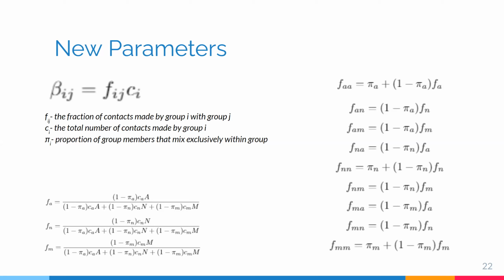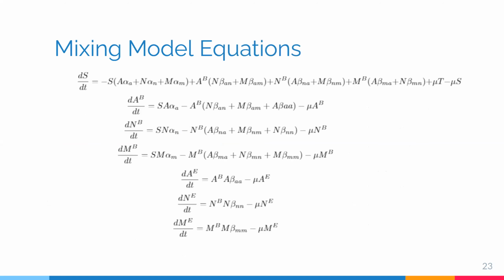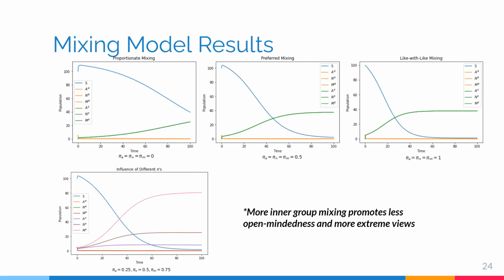In addition, we introduce pi, which is the proportion of individuals in a group that mixes exclusively with other group members. Therefore, we display the updated equations for this model on this slide. Now we can control pi to explore different mixing patterns. In the top set of subplots, pi is the same across all the groups. The leftmost subplot corresponds to proportionate mixing, where group members mix at rates relative to their activity levels. The middle plot shows preferred mixing, where only a fraction of the group mixes proportionally, while the rest mixes exclusively within the group. Lastly, the rightmost plot corresponds to like mixing, where all group members mix exclusively with each other.